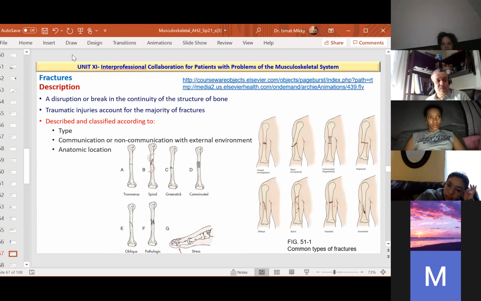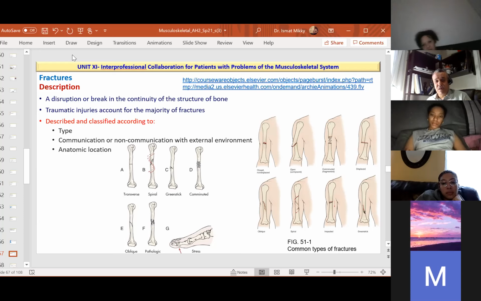So let's go over the most important types of fractures and nursing care of patients post, during and after fracture fixation, and the different types or modalities of interventions for different types of fractures.